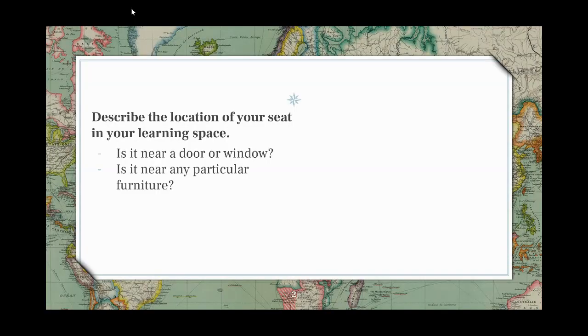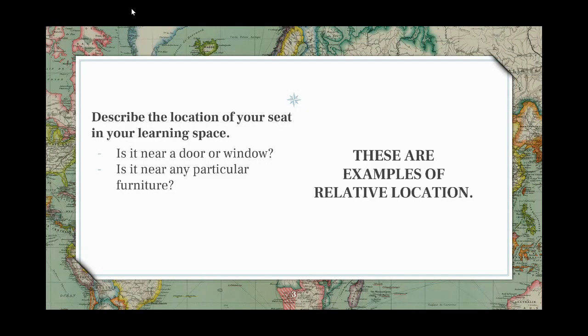Here we go. So what I want you to start off doing is describing the location of your seat. Where you're sitting right now in your learning space. Where is that? Can you describe to me where you're sitting? Is it near a door? Is it near a window? Is it near any particular furniture?